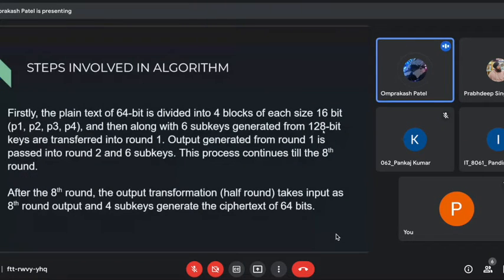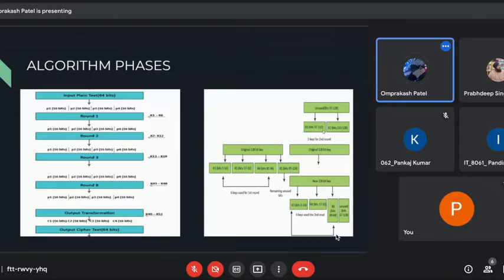Further, the 64-bit plain text is divided into 4 blocks, namely P1, P2, P3 and P4, each of size 16-bit, and then along with the subkeys, the 6 subkeys generated from the 128-bit key are passed into the first round. Similarly, the output generated from the first round is passed into the second round, and this process continues till the 8th round. After the 8th round, the output transformation takes the 8th round output and 4 subkeys and generates the cipher text of 64 bits.